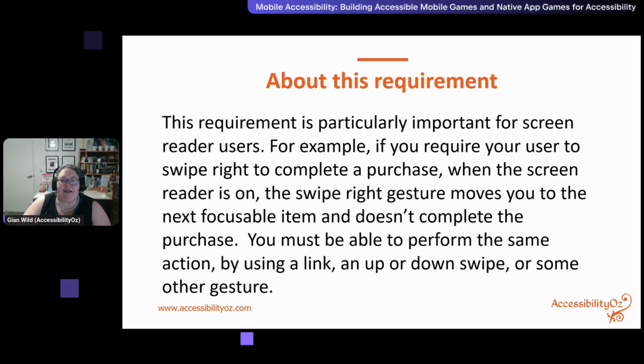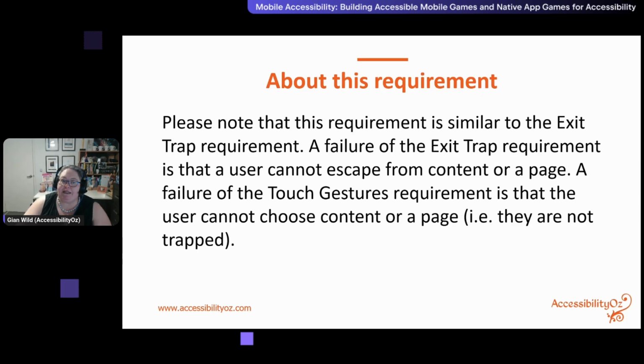So this requirement says, this requirement is particularly important for screen reader users. For example, if you require your user to swipe right to complete a purchase, when the screen reader is on, the swipe right gesture moves you to the next focusable item and doesn't complete the purchase. You must be able to perform the same action by using a link, an up or down swipe, or some other gesture. Please note that this requirement is similar to the exit trap requirement.